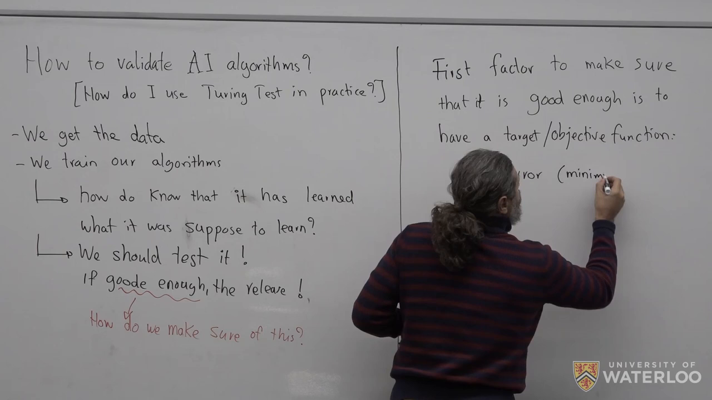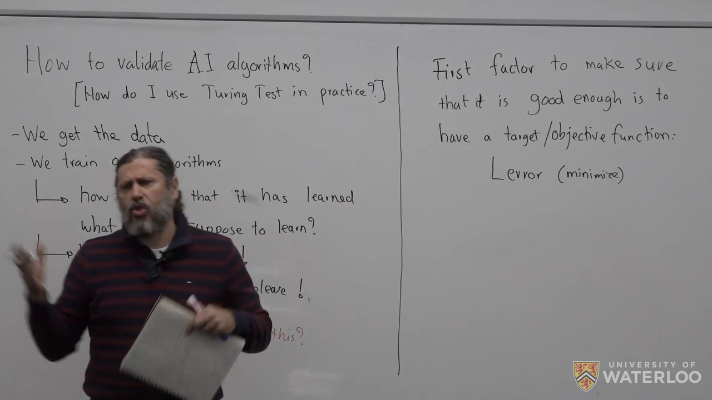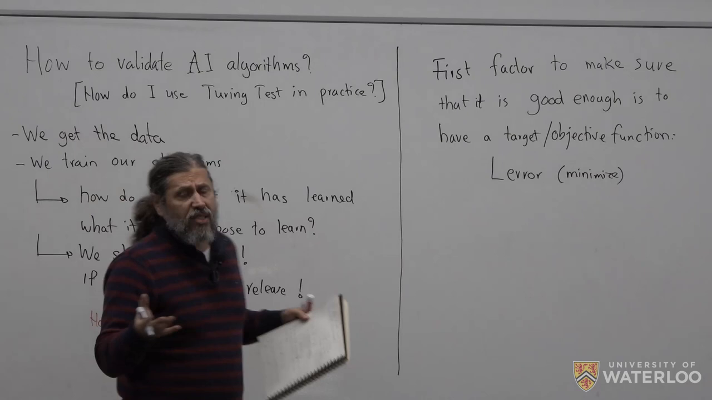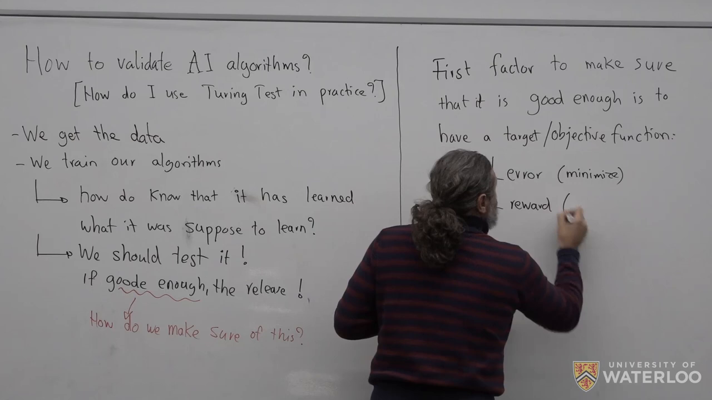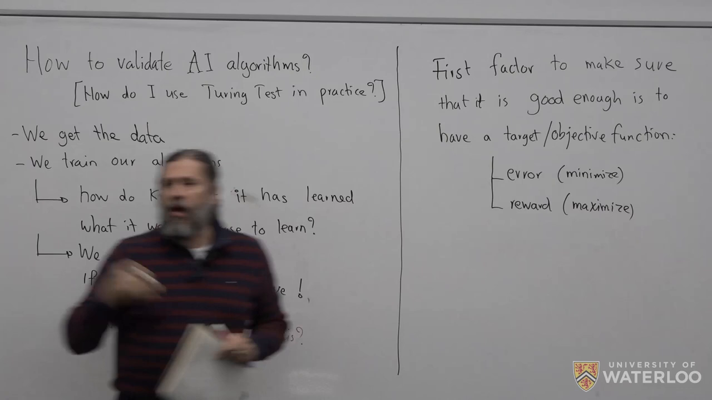So this is a big chunk of techniques that we have. We calculate the error for them, and then we have to minimize the error. That's the way that we make sure the model is good enough for practice. Then there are techniques that use some sort of reward. And of course, if it is reward, I have to maximize it. Every time that you do something OK or good, you get a reward.